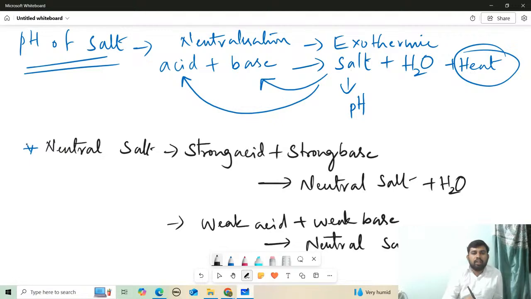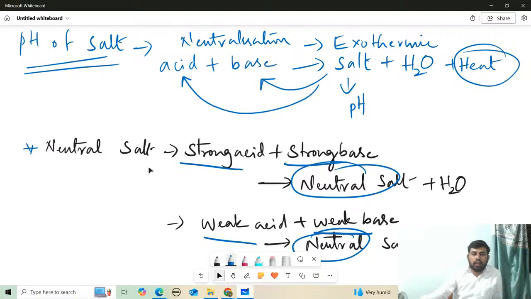One is a strong acid with a strong base. The other is a weak acid with a weak base. In these two cases, we are getting neutral salt. Just to remember. Okay.